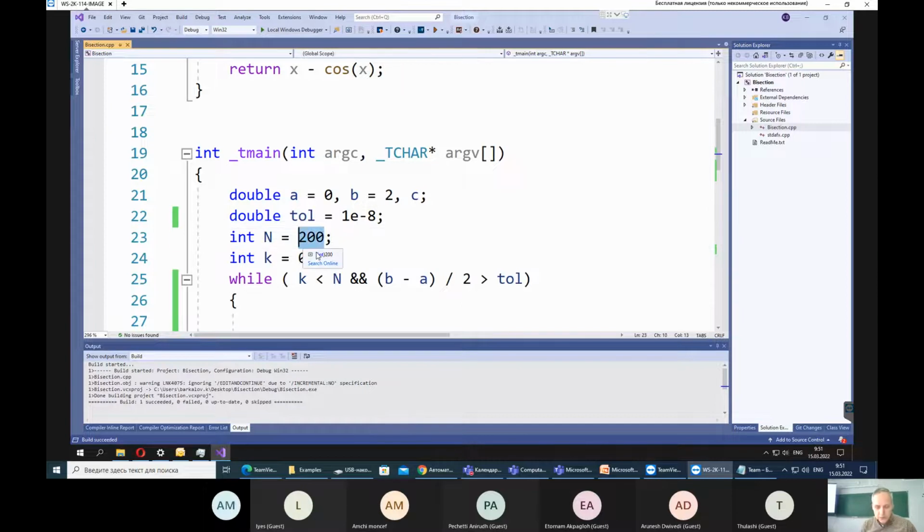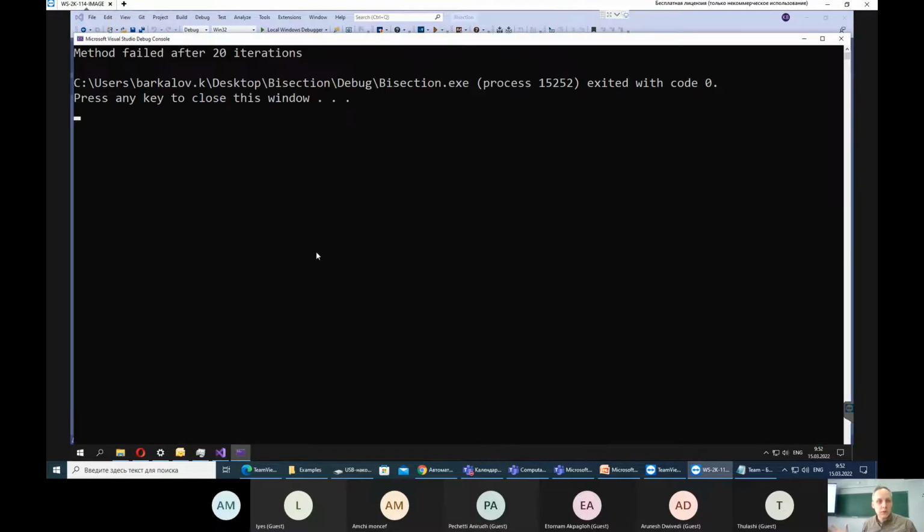Well, suppose we have resources only for 20 iterations. We have time to implement only 20 iterations. But I want to solve this problem with tolerance 10 to the power minus 8. The method failed to solve this problem. Do you remember that it requires 27 iterations? So 20 iterations is not enough to solve this problem.